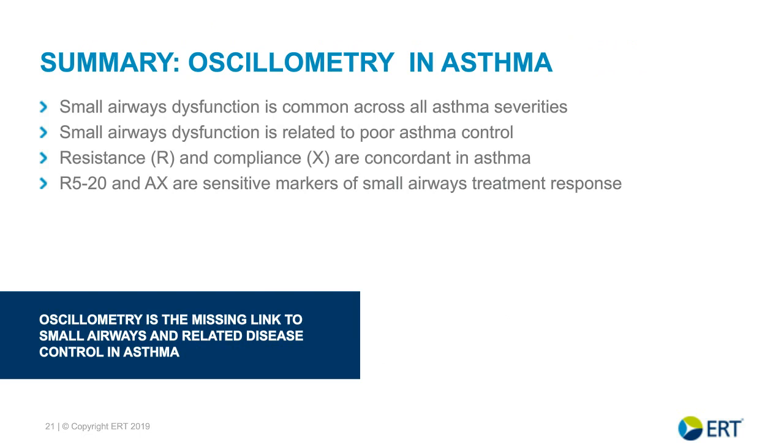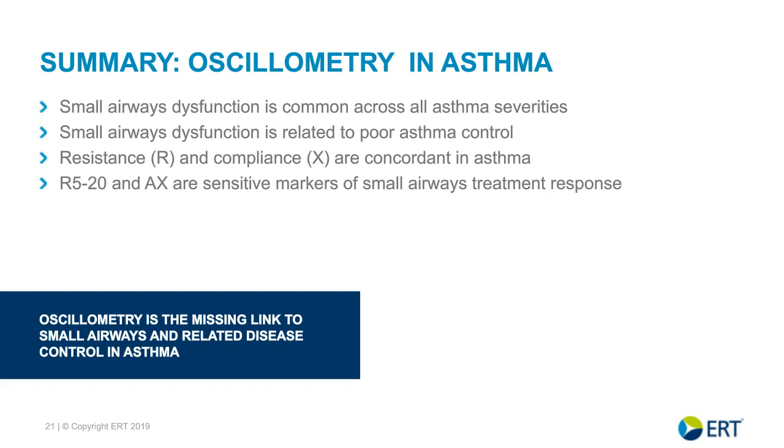Small airway dysfunction, as you've seen, is common across all asthma severities. Small airway dysfunction is clearly related to poor asthma control. Resistance and compliance are concordant in asthma. In other words, when one is abnormal, the other will also be abnormal to much the same degree. That's what I mean by concordant. And R5, R20 and AX are the most sensitive markers of small airways treatment response.